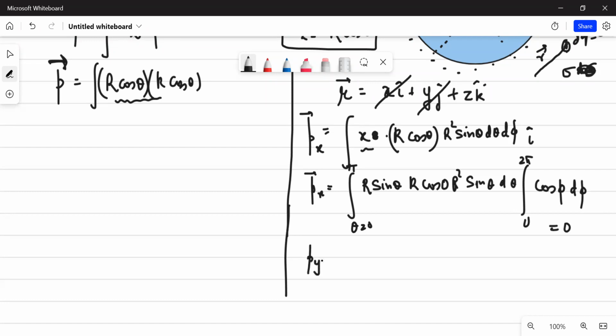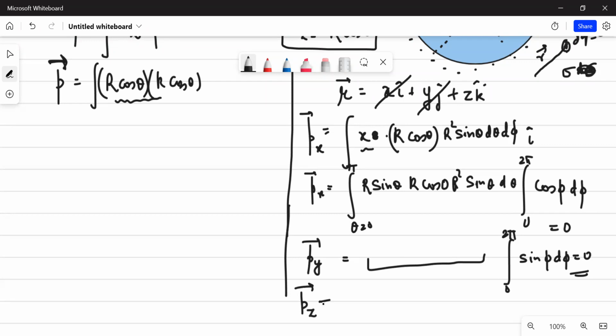Similarly, if you want to find the y component of the electric field, this some term would come here, and there would be 0 से लेकर 2 pi, and here it would be sin phi. Is that clear? This is what I'm trying to explain. So this anyway would go to 0. So in any case, there would be only one component, and that one component would be along k cap.